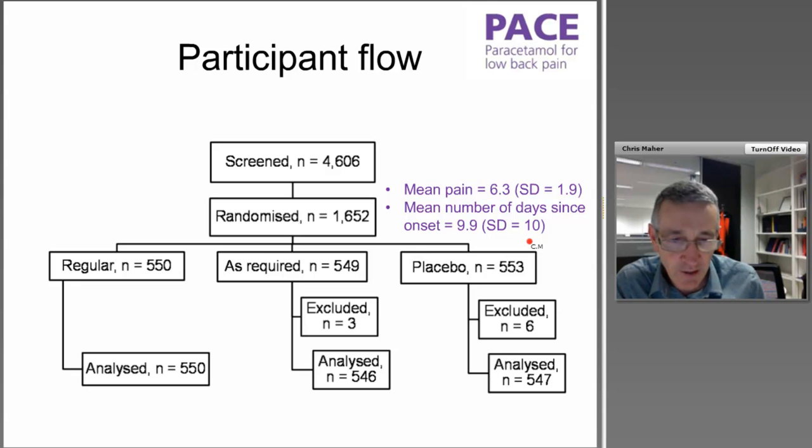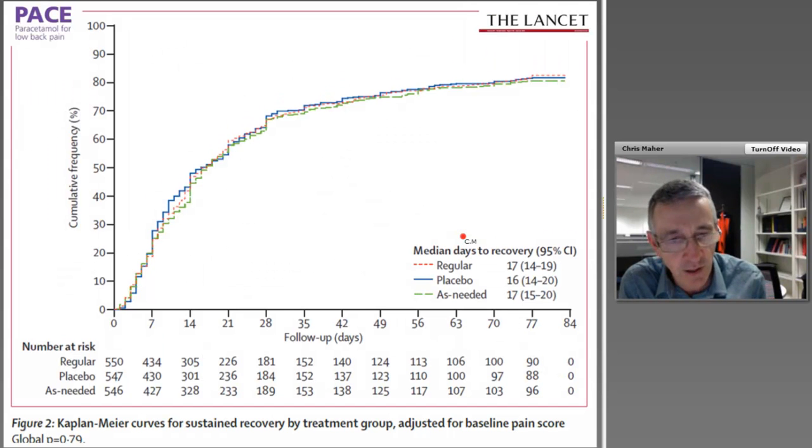To give you an idea of what happened in the trial, we enrolled 1,652, roughly a third in each arm of the study. What you can see if you run through the flow chart is that we excluded a few people for diseases that became apparent later. They were post-randomization exclusions, but we followed up virtually all of the cohort. In terms of their presentation, they had quite severe pain. On average, it was about 6.3 out of 10, and their back pain was quite fresh. It was about 9.9 days between their back pain coming on and when they entered the PACE trial.